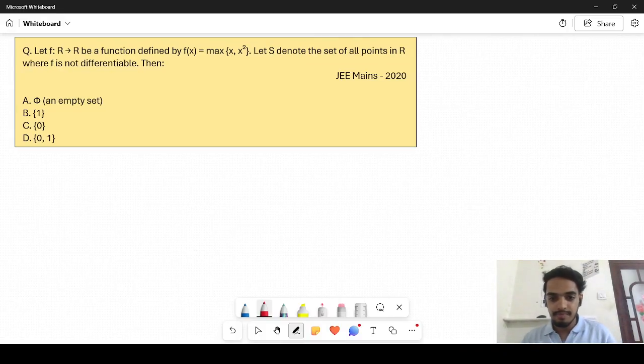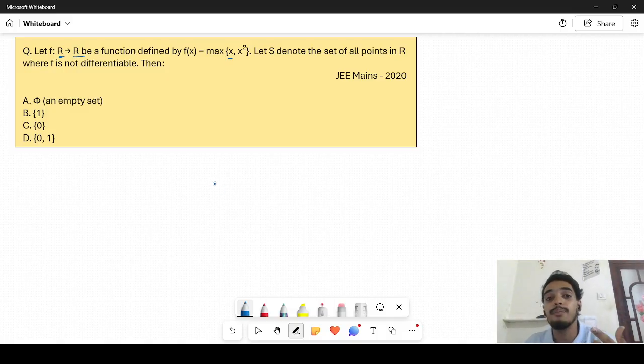Let me write the question. Let the function from real numbers R to R be a function defined by f of x equals maximum of x comma x square. So you're like, sir, we haven't learned about maxima or minima. Actually, this concept is not there for your board exam, but it is coming for your JEE exam. It is a very simple concept, I'll teach you. Let us denote a set of all the points in R where f is not differentiable.